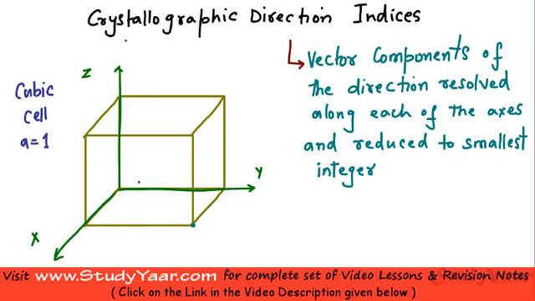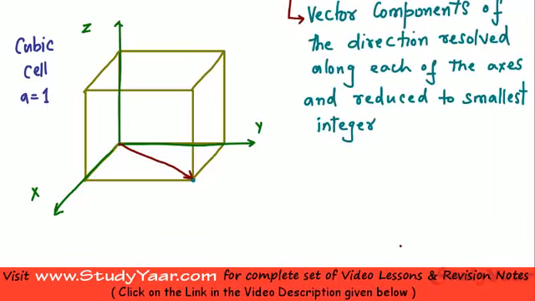I can choose my crystallographic axes anywhere, and corresponding to those axes I am going to get a different origin. At this particular moment I am assuming this is my origin, and I want to specify the direction at which this lattice point is located. So first we find the vector representation of this direction. What is this direction? We are looking at this direction. How are you going to get the vector representation of this direction?